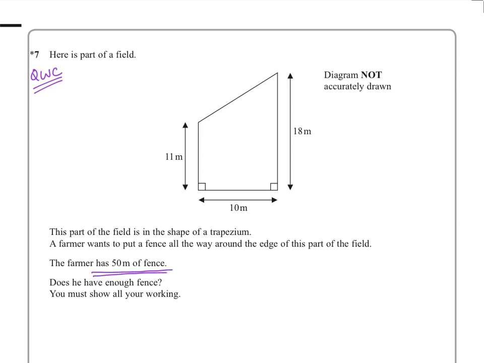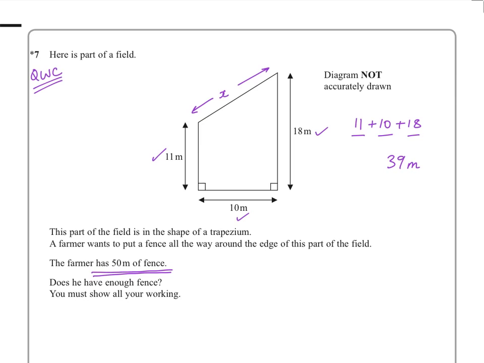The farmer has 50 metres of fence, and we've got to see if that will be enough to get around the perimeter of this trapezoidal field. Well, we definitely have 11, and we definitely have 10, and we definitely have 18 to contend with. So if we added those up, 10, 20, 30, that's 39 metres. So it all really hinges on this distance here, which I shall call x.